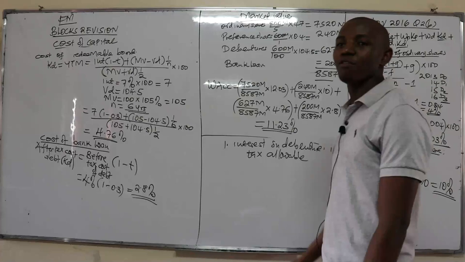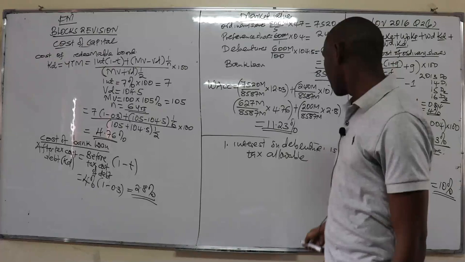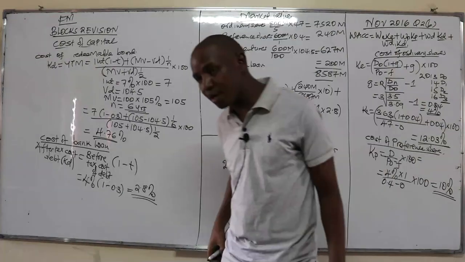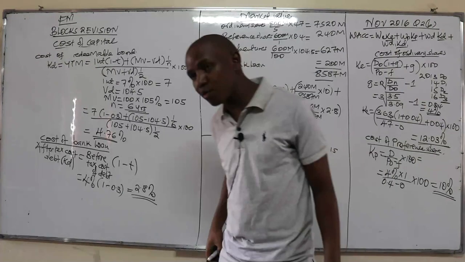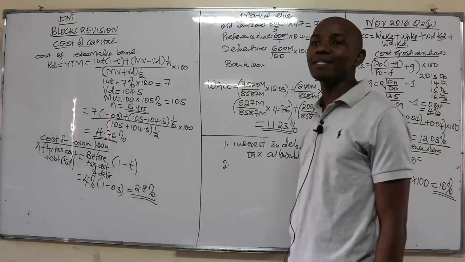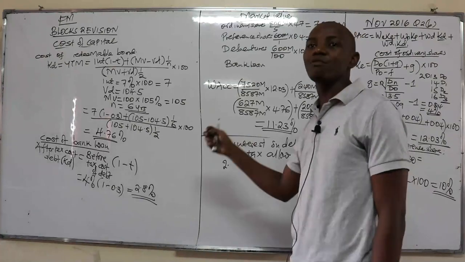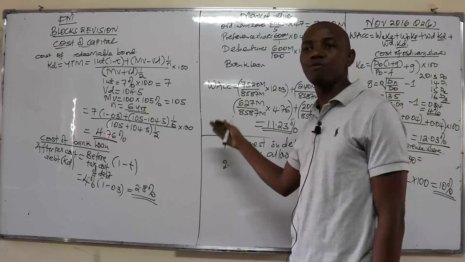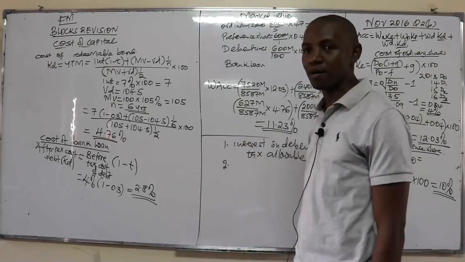The second one is during liquidation. When the company is being liquidated, the first people to be paid are the debenture holders, not the shareholders. And as a result of that, the cost of equity must be greater than the cost of debt.